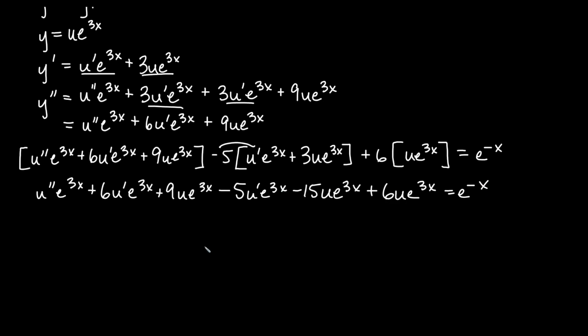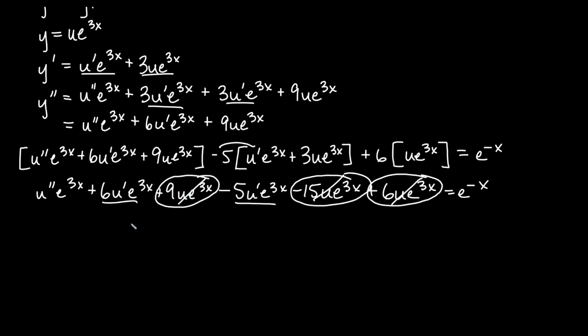Now remember, if we've done this correctly, our u terms should vanish, should add up to 0. So notice we have a u term here, 9u times the exponential. We have another 6 there, so 9 plus 6 would give us 15. We've got minus 15 here. So all of those add up to 0, which is nice. And let's go ahead and combine these like terms over here, the u prime terms. So we get u double prime e to the 3x. 6 minus 5 would just be plus 1u prime e to the 3x equals our right-hand side, right, equals e to the negative x.